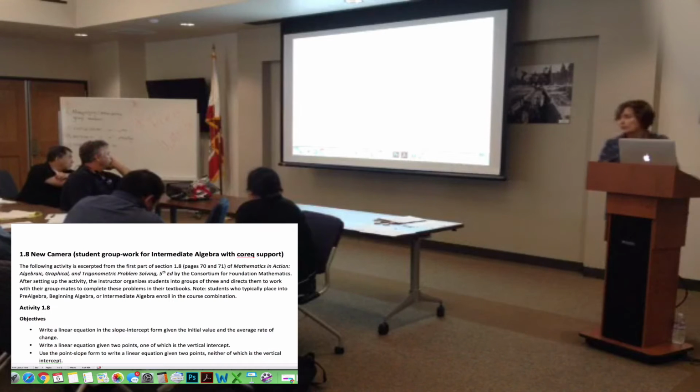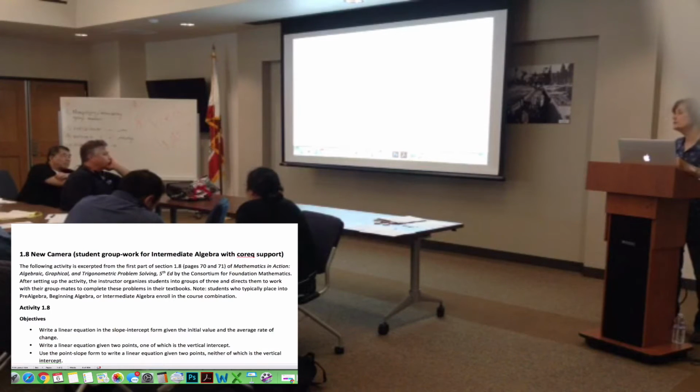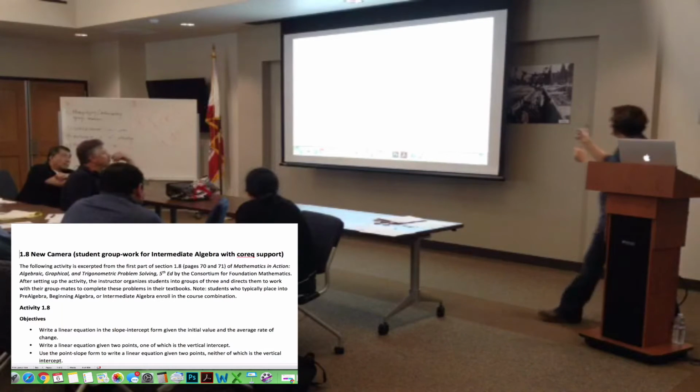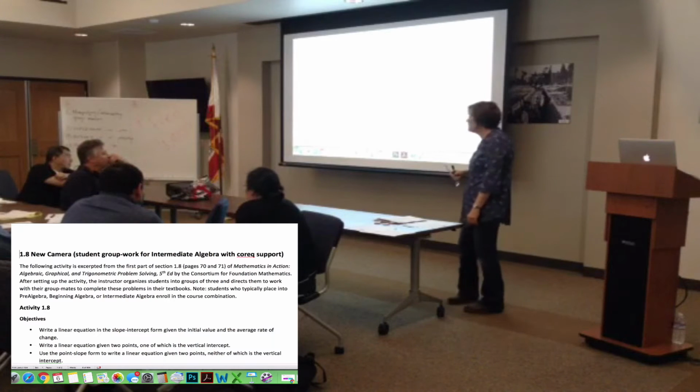That book is an OER? Is it an OER? No, it's not an OER. It's very expensive, $180. Yeah, it's very expensive. Who's the publisher? The Consortium for the Foundation in Mathematics.